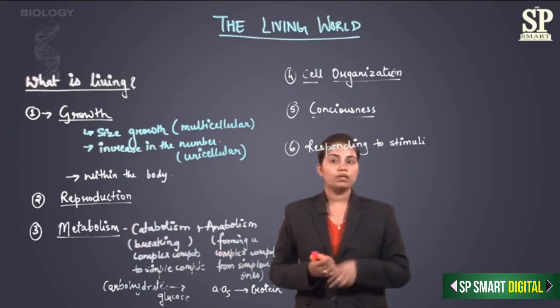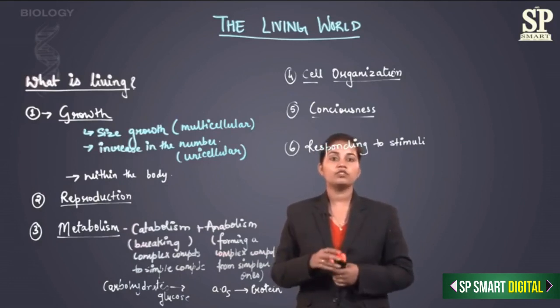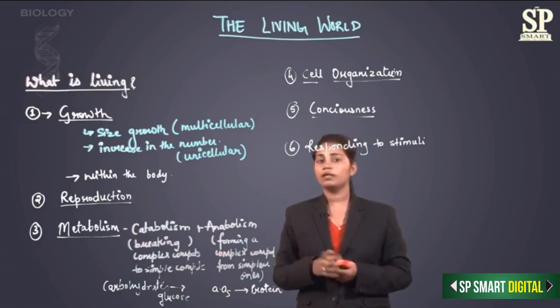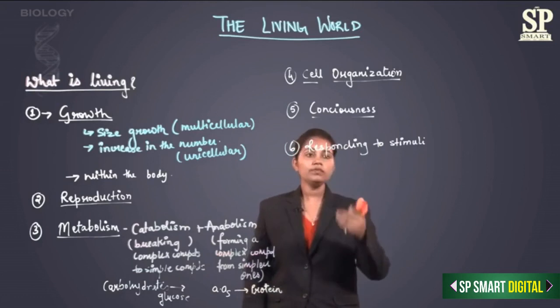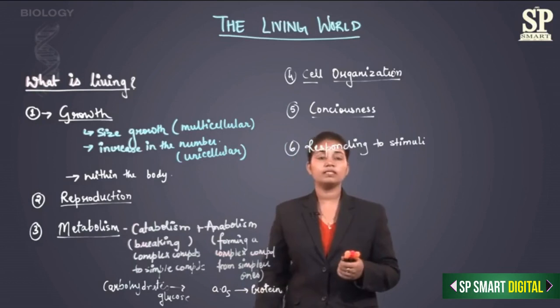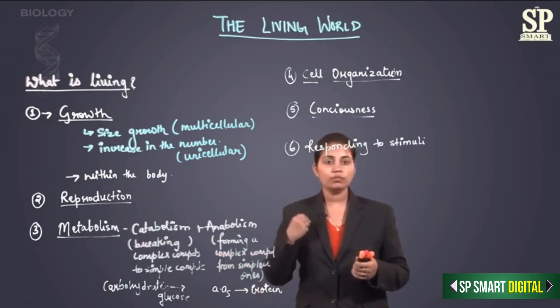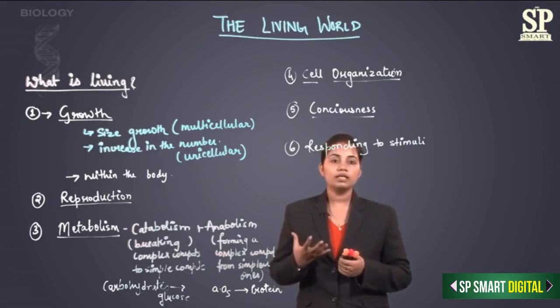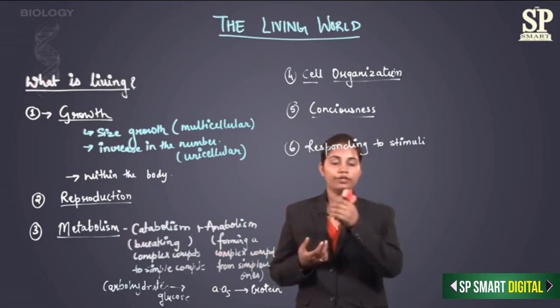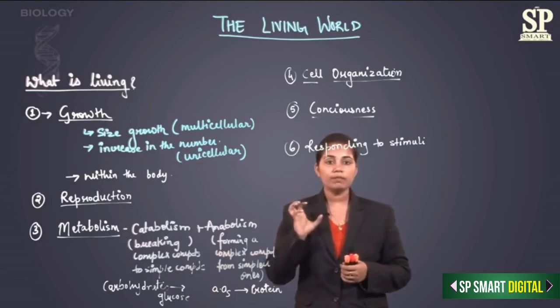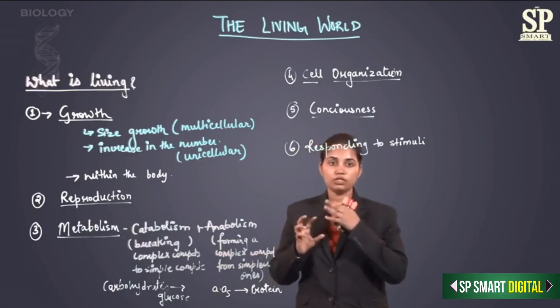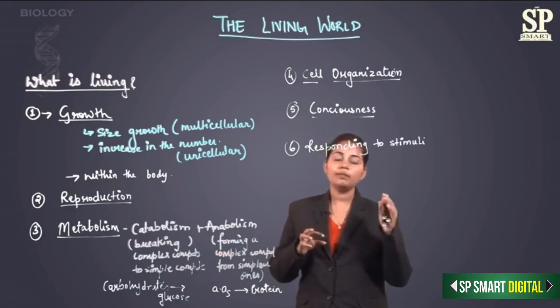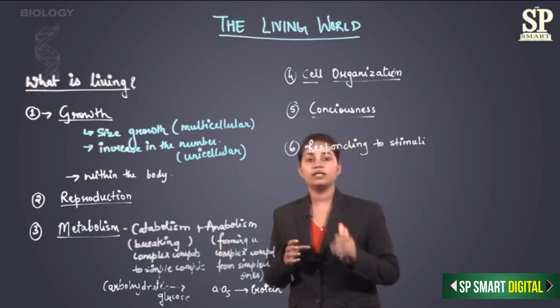Then coming to the last criterion, which is responding to stimuli. The organism or object should respond to external stimuli, and this external stimulus can be in any form. When external factors give out some stimulus to the cell, the cell should be able to receive this stimulus and react against it. In multicellular organisms, basically animals, these are received by cell receptors, and the stimulus signals are given to the brain. Then the brain decides what action has to be taken against that stimulus.